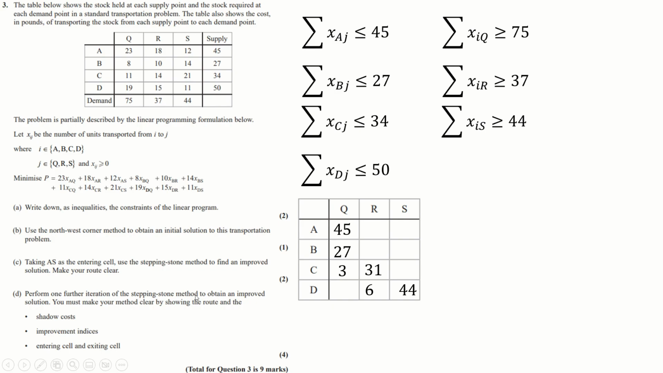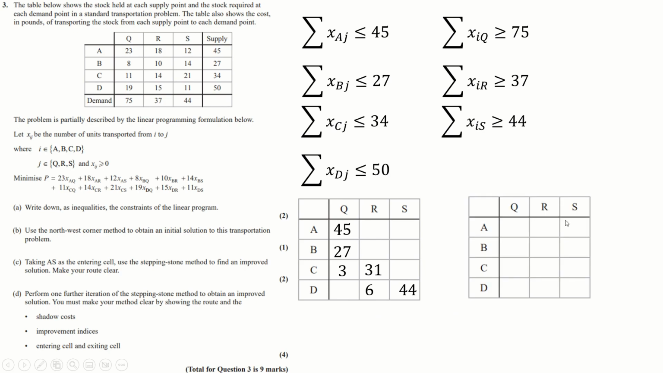And now it says taking AS as an entering cell. So we put a theta in AS. Of course, we need to make all the rows and the columns balanced when we do this. So this is going to need to be 45 minus theta. 27 can't be shifted. We need to make this row balance, but we can't put the theta away from the 27 because then there'll be nothing to balance row B. So we need to keep the 27 there and adjust with this 3, because we can take theta away from this 31 and balance this row as well.